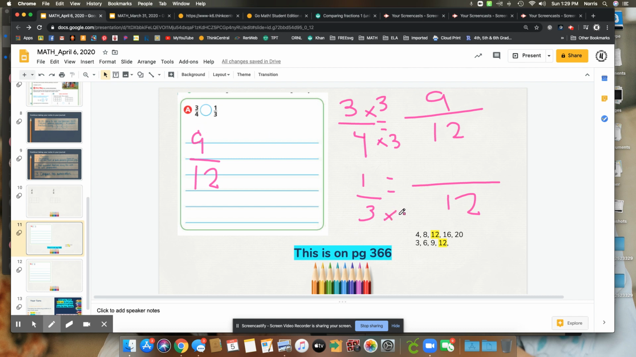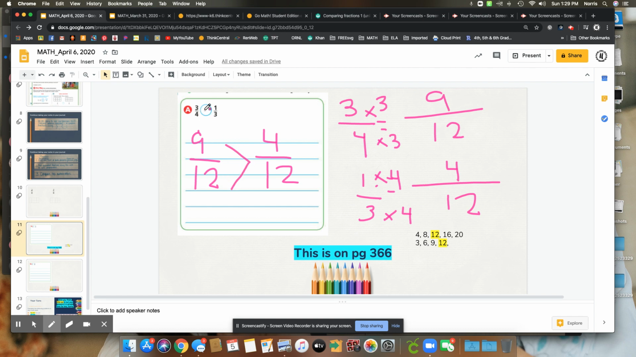All right, how did I get from 3 to 12? I multiplied by 4. What I do to the denominator, I have to do to the numerator. And 1 times 4 is 4. Okay, so now that my denominators are the same, I can look at the numerator and say, well, which one is larger, 9 or 4? Okay, well, 9 is greater than 4.